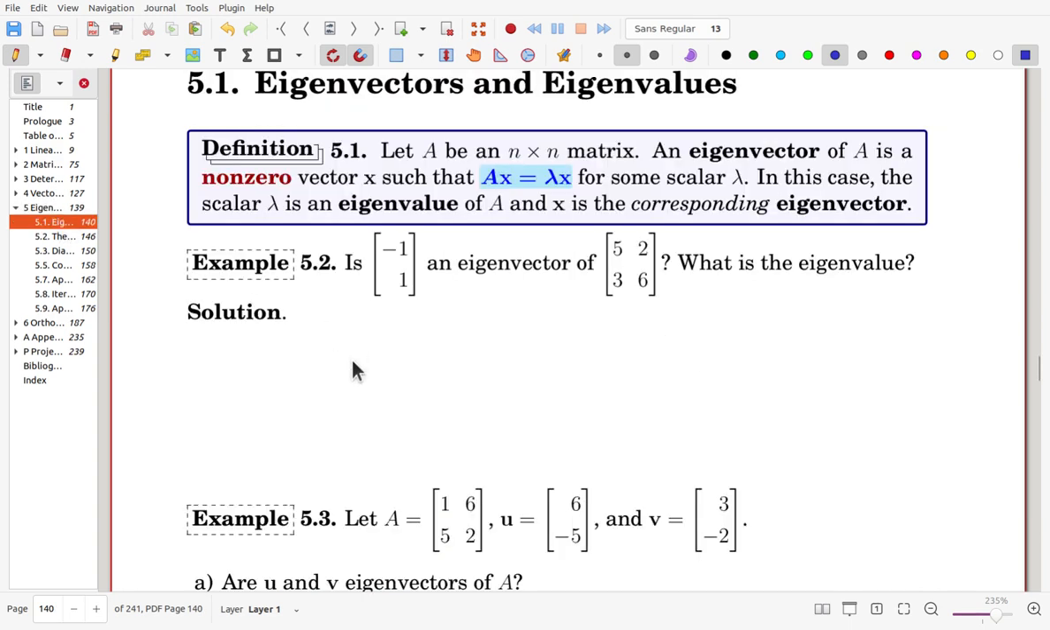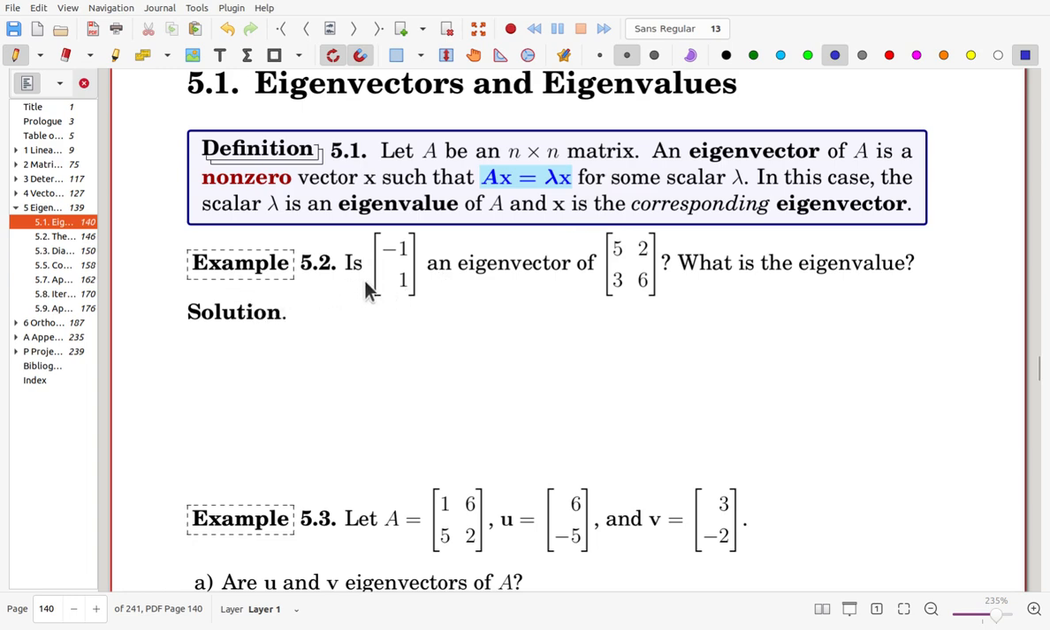Here we have section 5.1, Eigenvectors and Eigenvalues. A is an n by n square matrix. An eigenvector of A is a non-zero vector x such that Ax equals lambda x for some scalar lambda. In this case, the scalar lambda is an eigenvalue of A and x is the corresponding eigenvector.